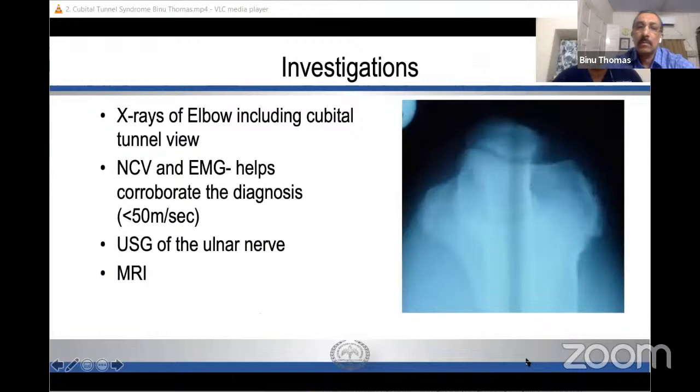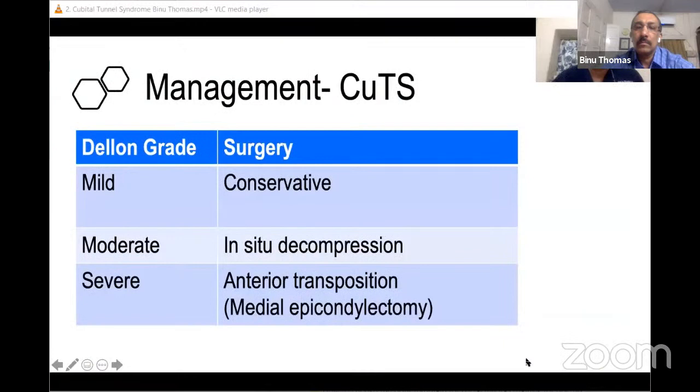Investigations help, such as a cubital tunnel view, nerve conduction velocities, and if there's any mass lesion suspected, ultrasound and MRIs can be done. The management, when we treat these conditions, we base it on the Dellon grade, and in the mild cases, we do a conservative management. Moderate, we plan for an in situ decompression, and then severe grades, an anterior transposition is done.